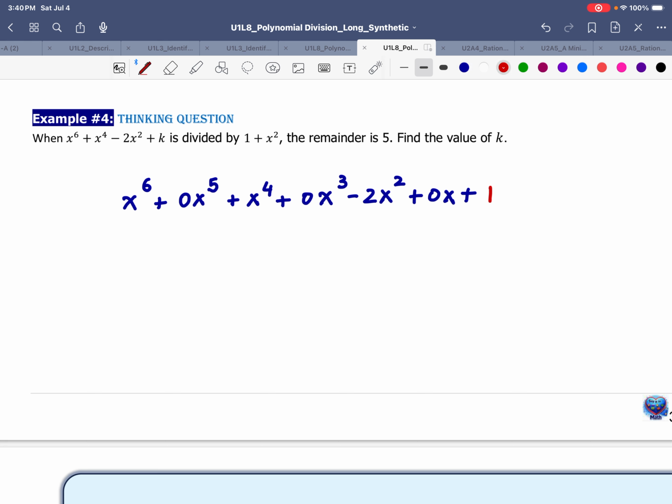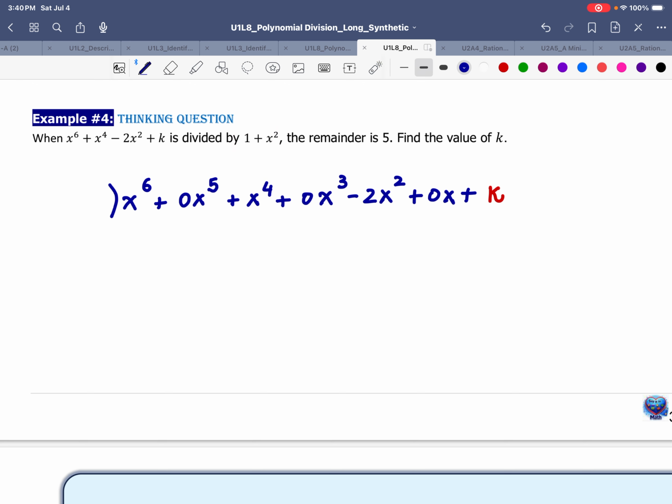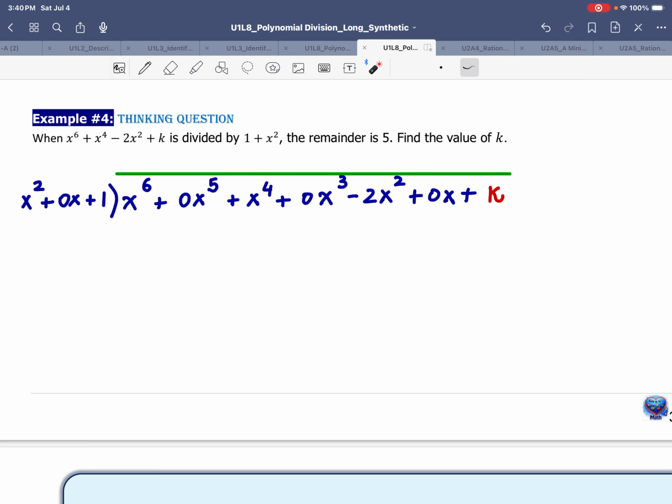K is our unknown coefficient, and this will be divided by 1 plus x squared. Just like with the polynomial, the divisor must be written from highest to lowest degree. And again, if we have missing terms, we have to replace them with terms with a coefficient of 0. So in this case, we don't have an x term, so we're going to list 0x for it. And then the constant is 1. We're going to perform this division just like we normally do until we hit the very end of it, where we have to figure out the coefficient k.